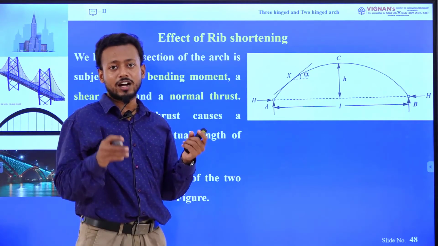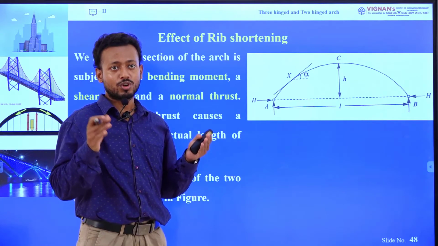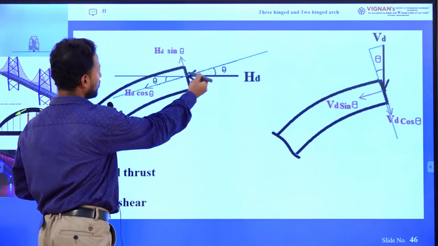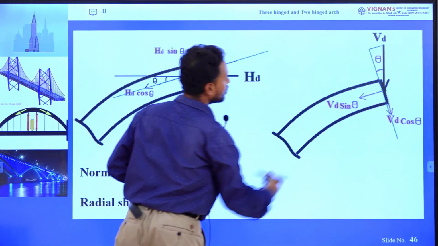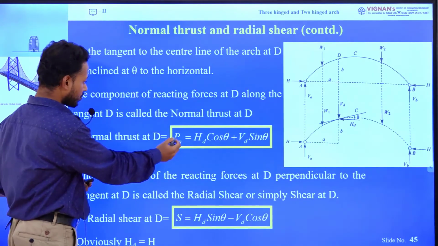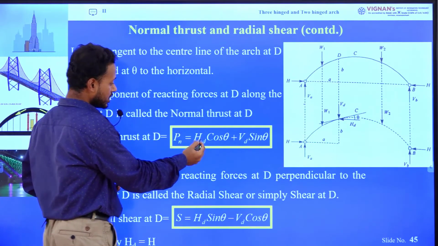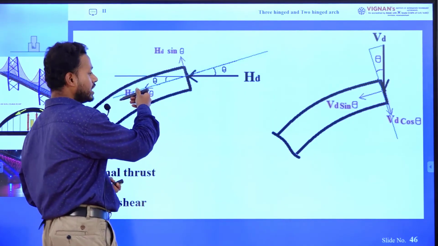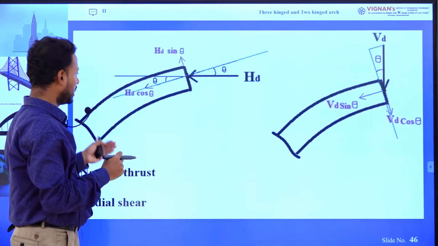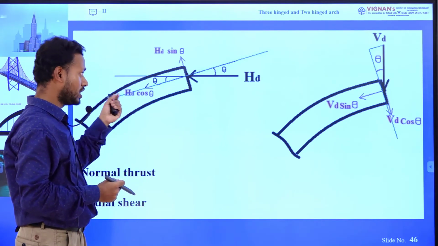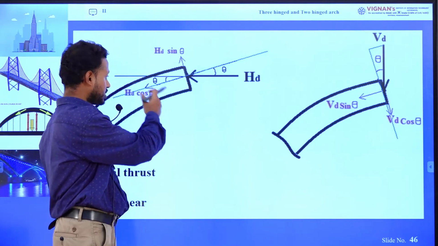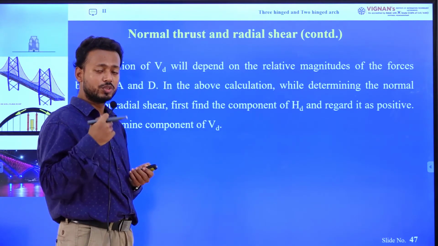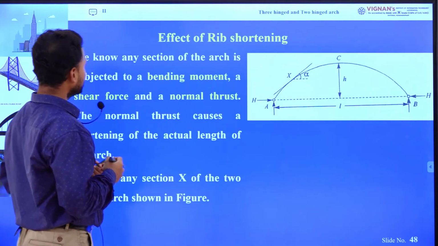So as the arch structures are subjected to many compressive forces, in the previous slide you have seen this is compressive force, this is compressive force. The normal thrust, mainly Hd cos theta plus Vd sin theta, is trying to compress the length of the arch. So the length of the arch may decrease due to this normal thrust. What is the effect of normal thrust? We will discuss in this slide.